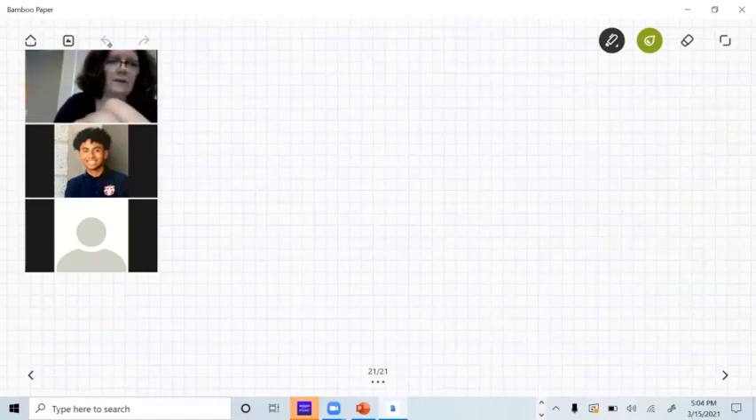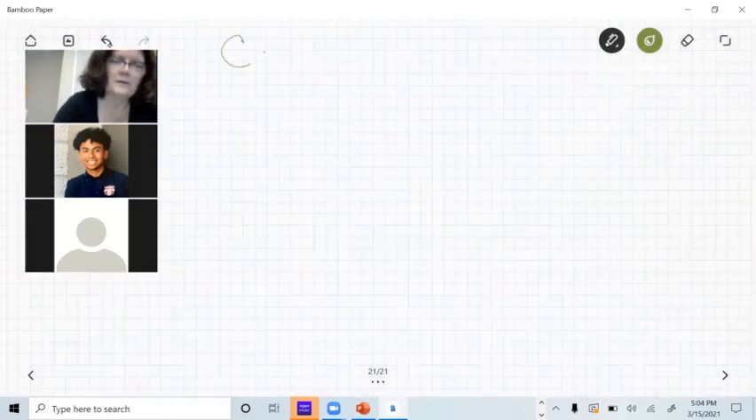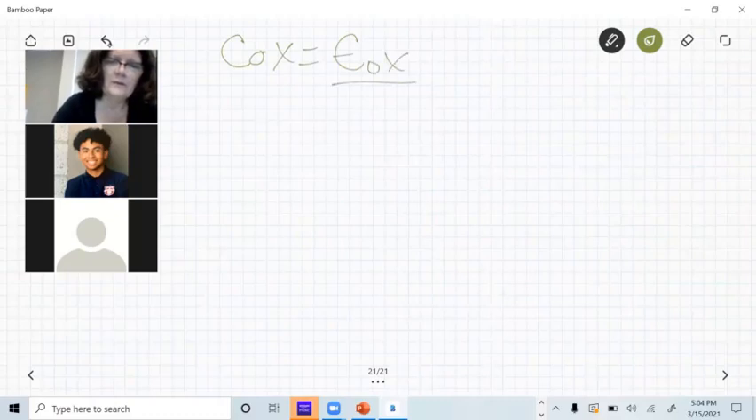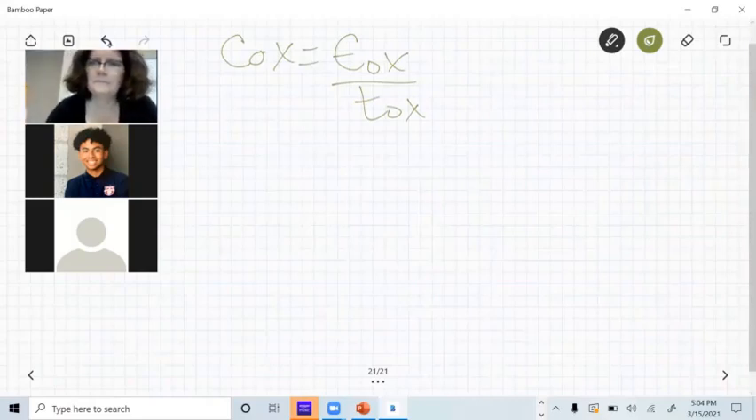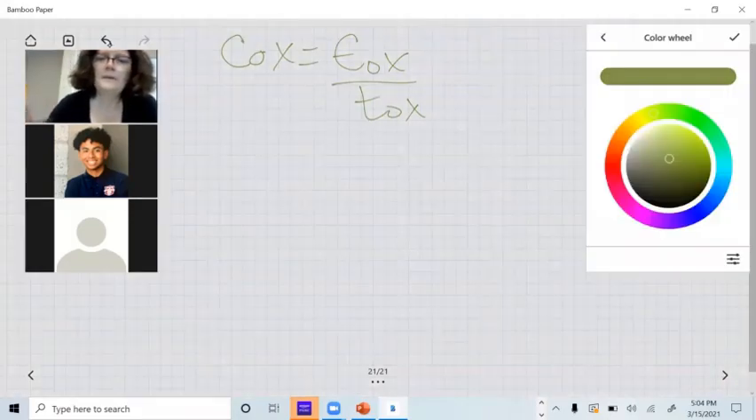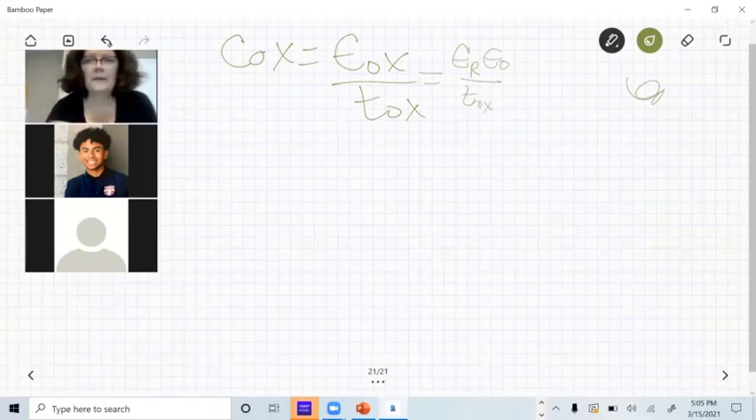This one's easier to do. So COX is given as epsilon ox over TOX. Every time we see that epsilon, we have to remember that it is epsilon relative times epsilon naught over TOX. Now, I'm going to put the units in here, because the units are kind of what's going to bite you on these equations.